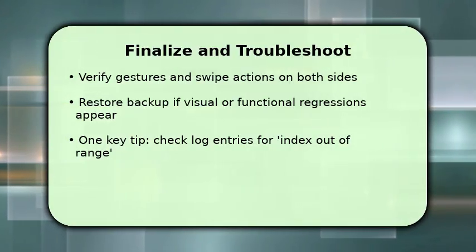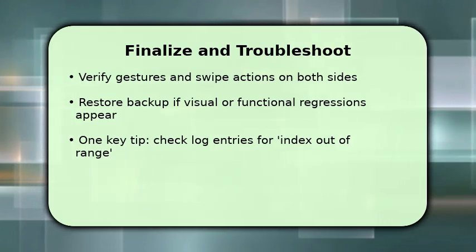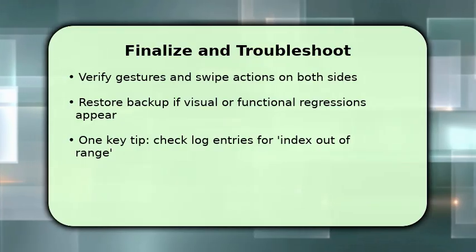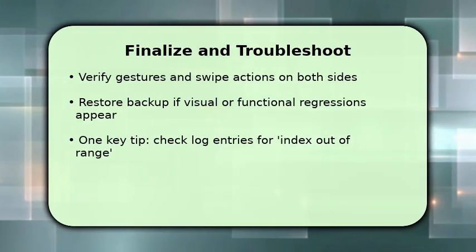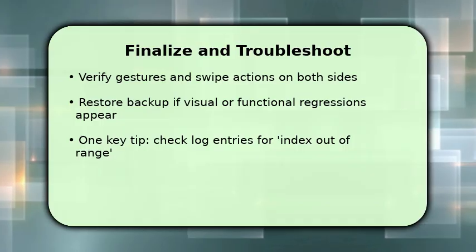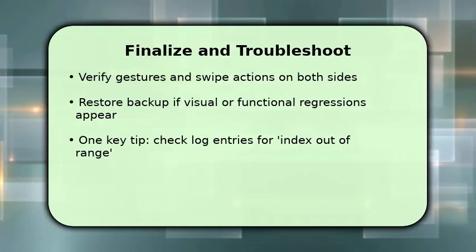If visuals or functions regress, restore your backup and compare the changed config lines to isolate the culprit. Make sure to inspect developer logs for precise error messages. One key troubleshooting tip is to look for an index out of range entry, which usually indicates.